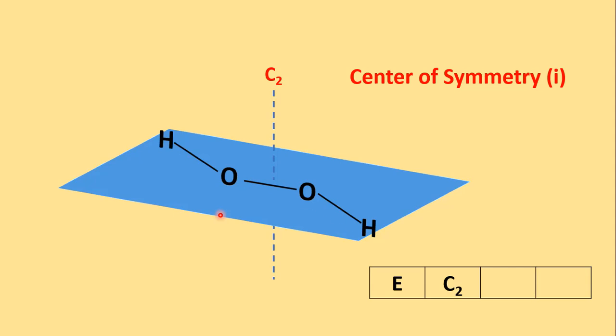Next we come to the center of symmetry. From an imaginary center, if you draw a line, we get a hydrogen. If you draw another line in the opposite direction through the same distance, once again you find the hydrogen. So the center of symmetry is present and inversion will occur.